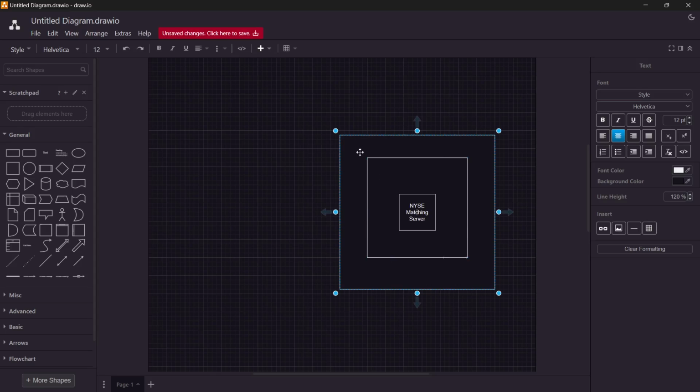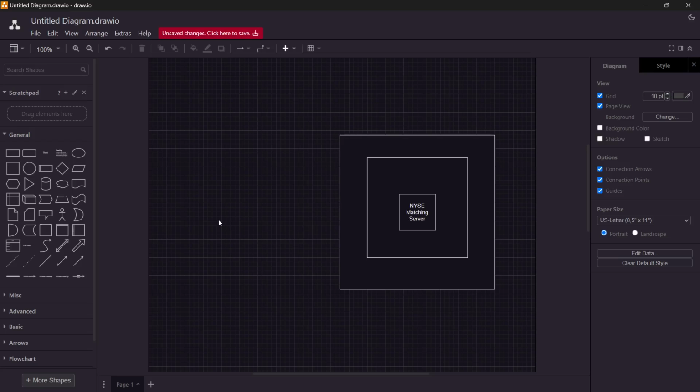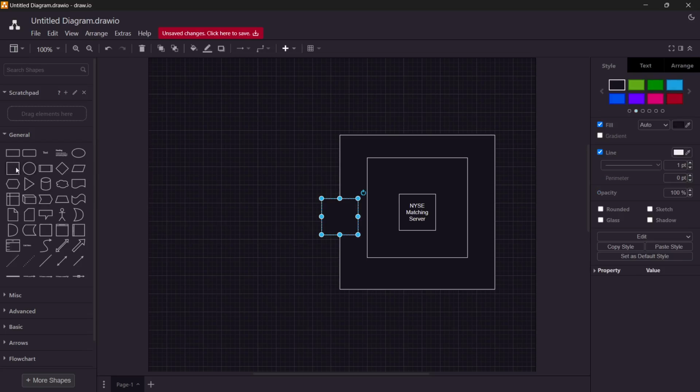Yeah, so this outer block denotes New Jersey, this inner block denotes the data center, and this innermost block is the NYSE matching engine server. Okay, and then we have a similar setup for London Stock Exchange as well.